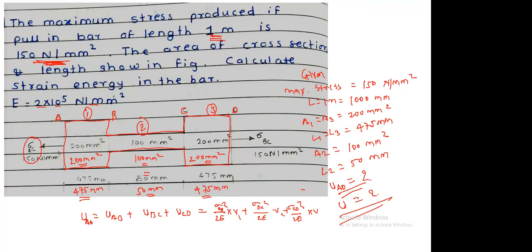Now please tell me, this 150 Newton per mm square maximum stress value that is given, whether it is applicable for section number 1, section number 2 or section number 3, as per the statement. Section 2. Section 2. What about others? I want an answer from each student. 150 Newton per mm square stress is applicable for section 1, 2 or 3? 2. It is applicable for section number 2.